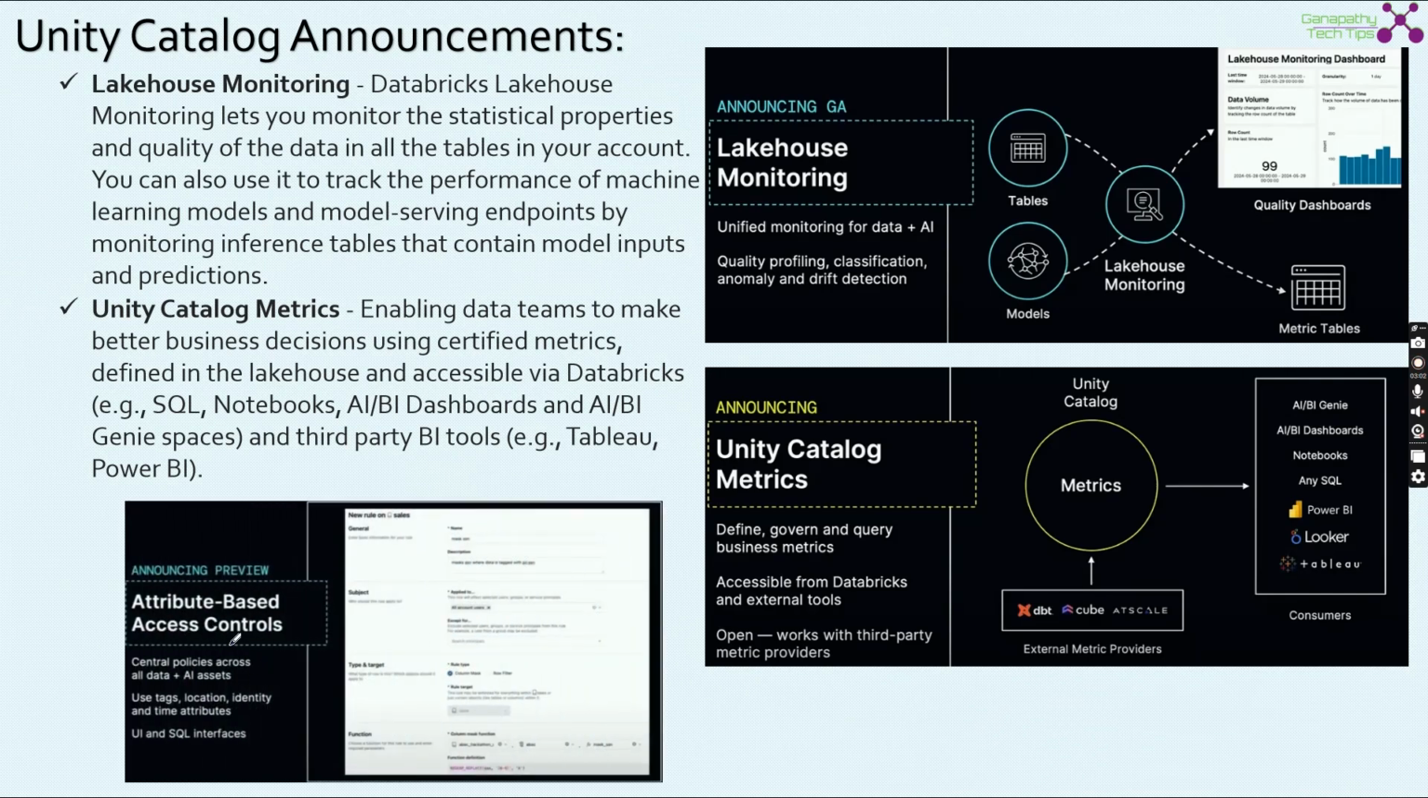And then another interesting thing is attribute based access controls. Typically we use two types of access controls. One is role based access control and another one is attribute based access control. So far Unity Catalog already supported role based access controls. Now they are trying to support attribute based access controls as well, using tags, location, identity and time based attributes. So you can use the UI and also the SQL interfaces to achieve attribute based access controls.